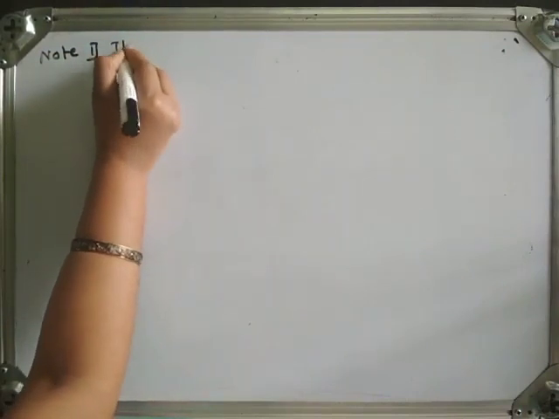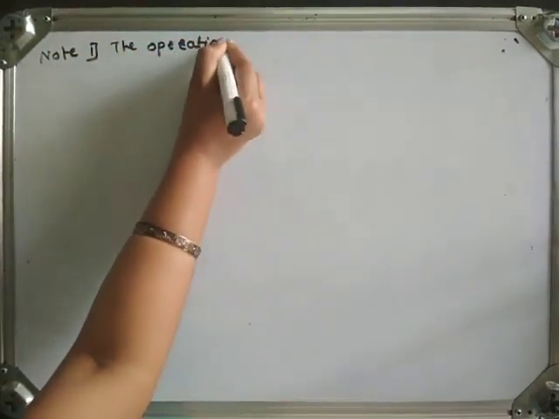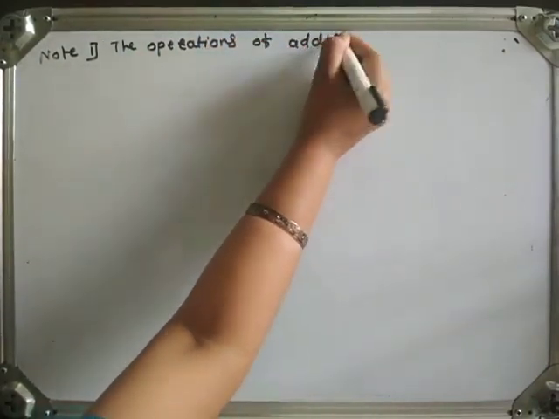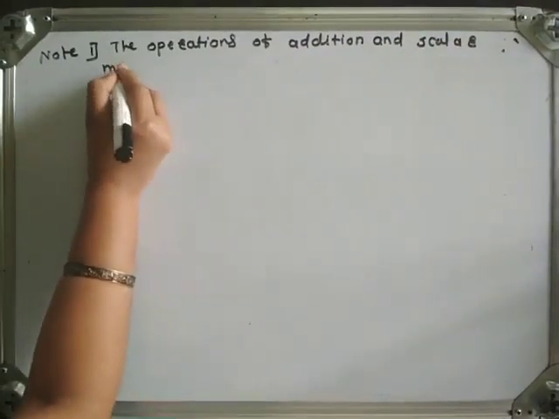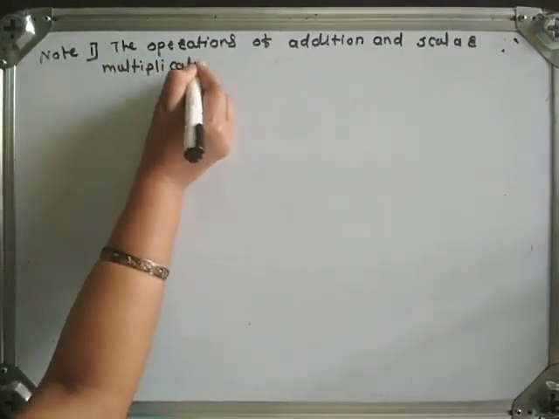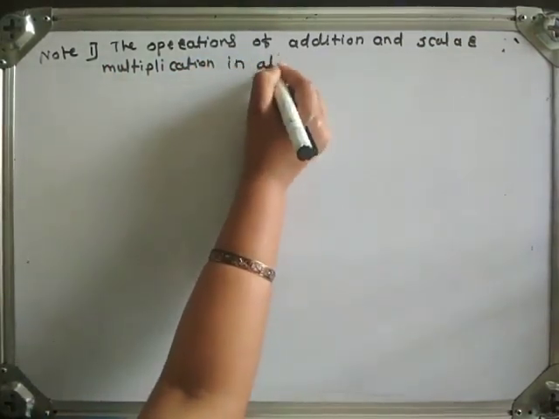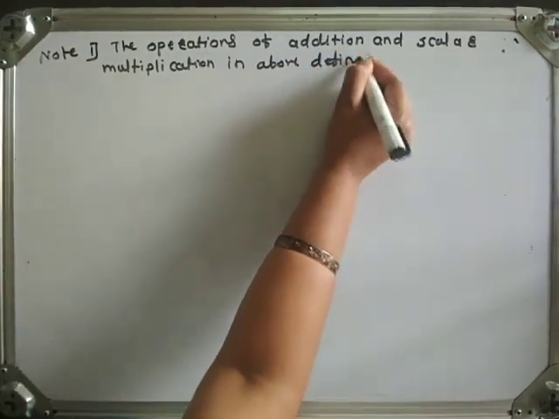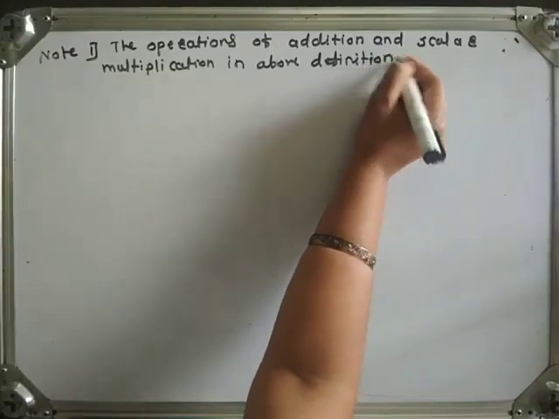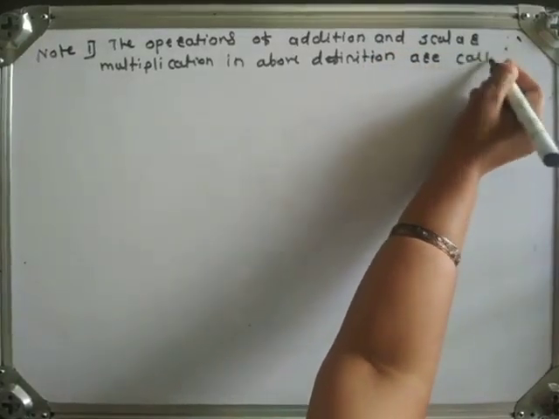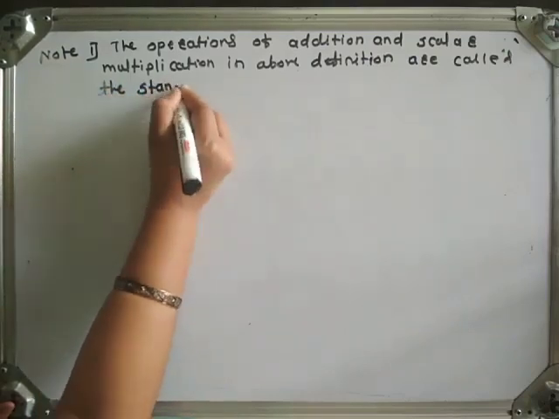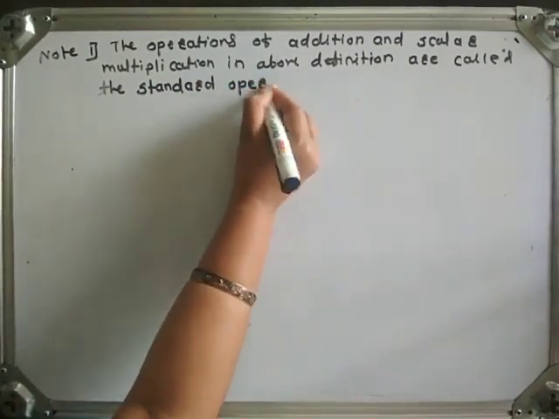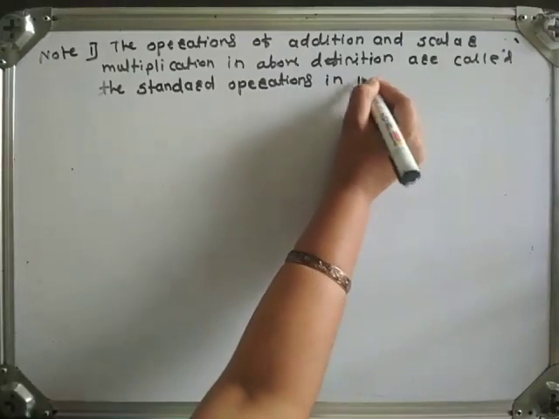Now let us write down some notes. Number 1: the operations of addition and scalar multiplication in above definition are called the standard operations in Rn.